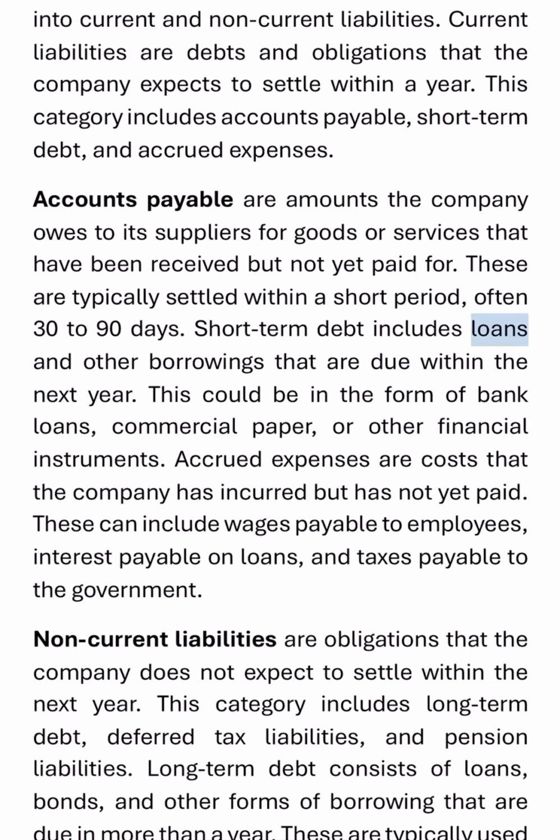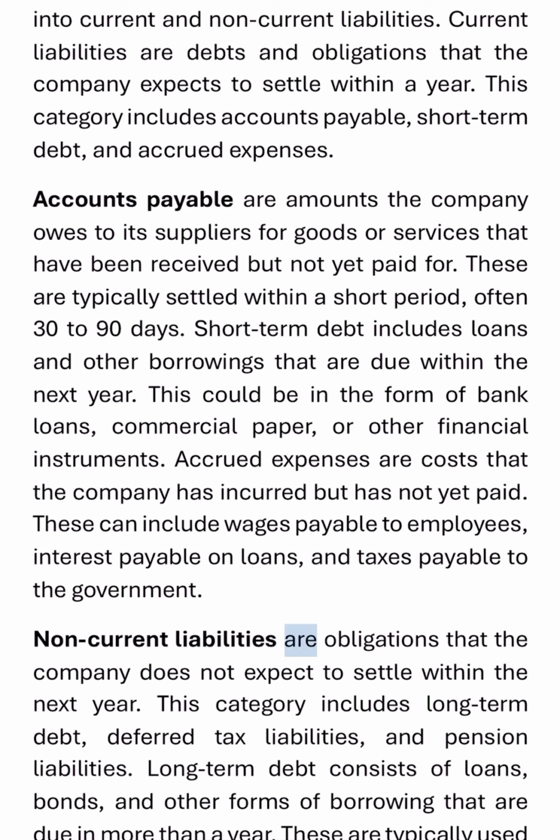Short-term debt includes loans and other borrowings that are due within the next year. This could be in the form of bank loans, commercial paper, or other financial instruments. Accrued expenses are costs that the company has incurred but has not yet paid. These can include wages payable to employees, interest payable on loans, and taxes payable to the government.